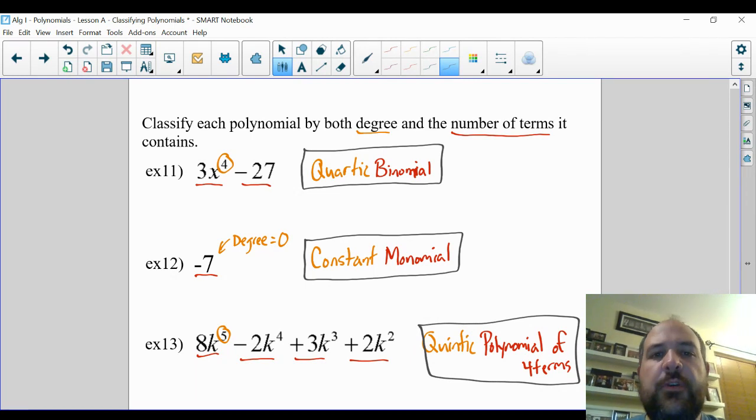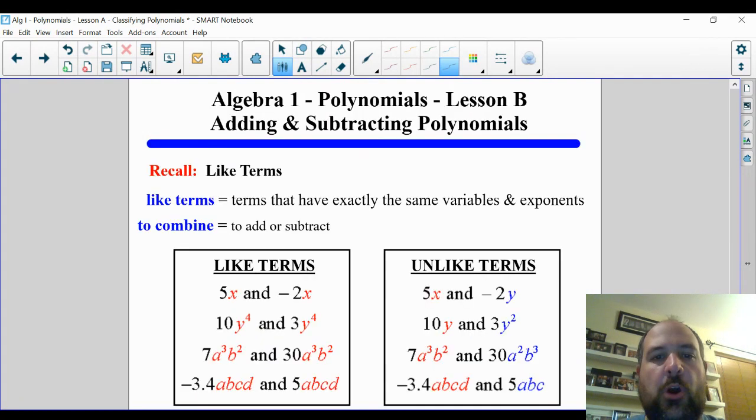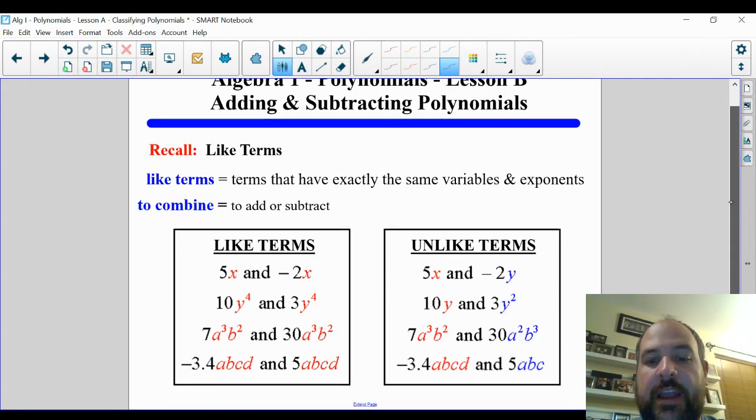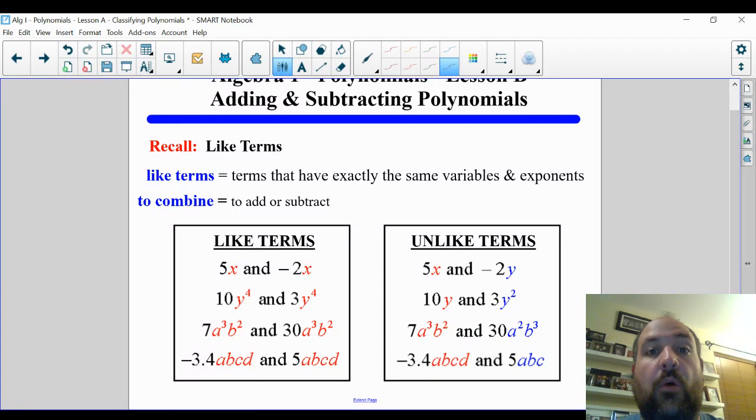All right, let's move on to the second part of this week's lesson. The second part is dealing with adding and subtracting polynomials. And you're going to see here a slide that we saw way back at the beginning of the year when we talked about combining like terms. Because when we get down to it, adding and subtracting polynomials is essentially just combining like terms.